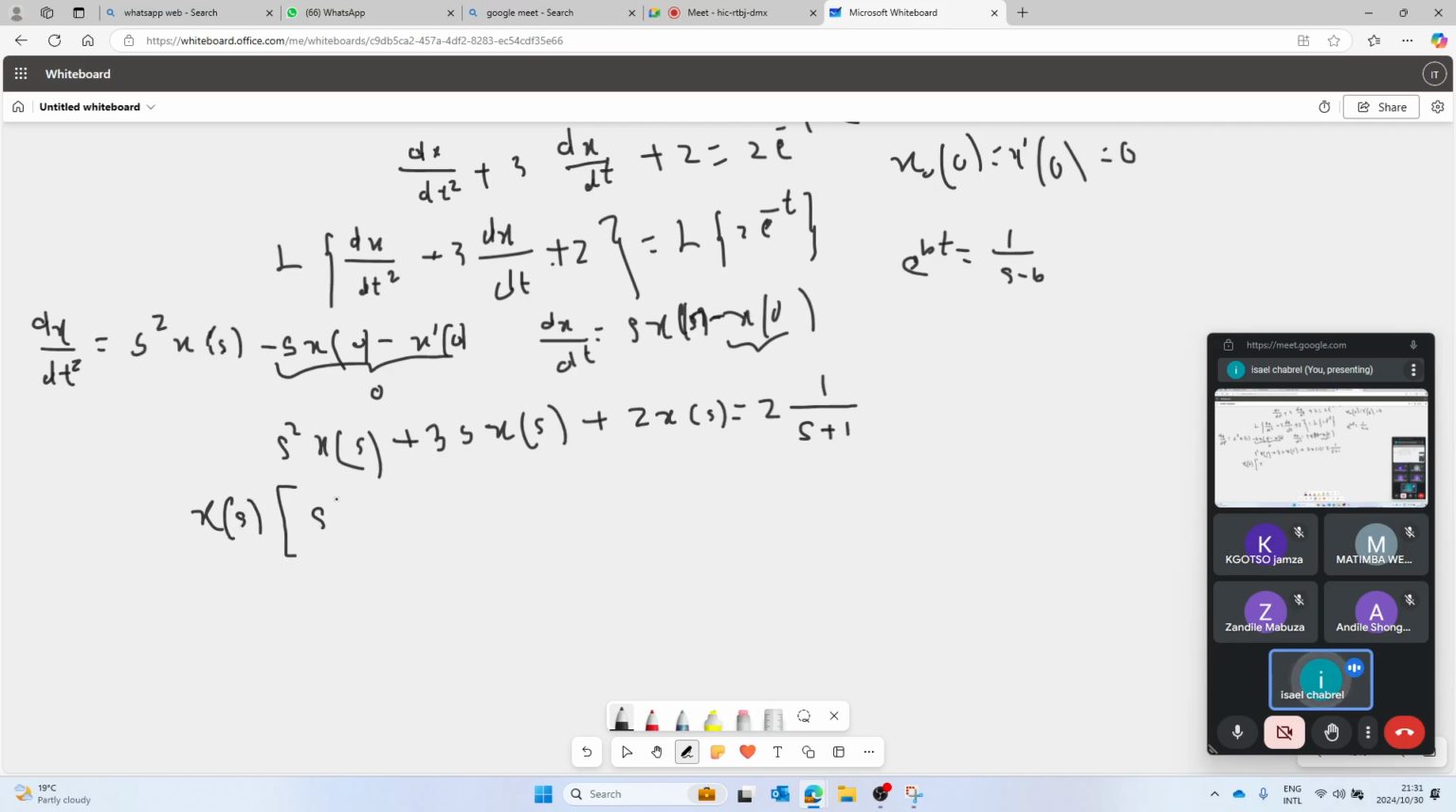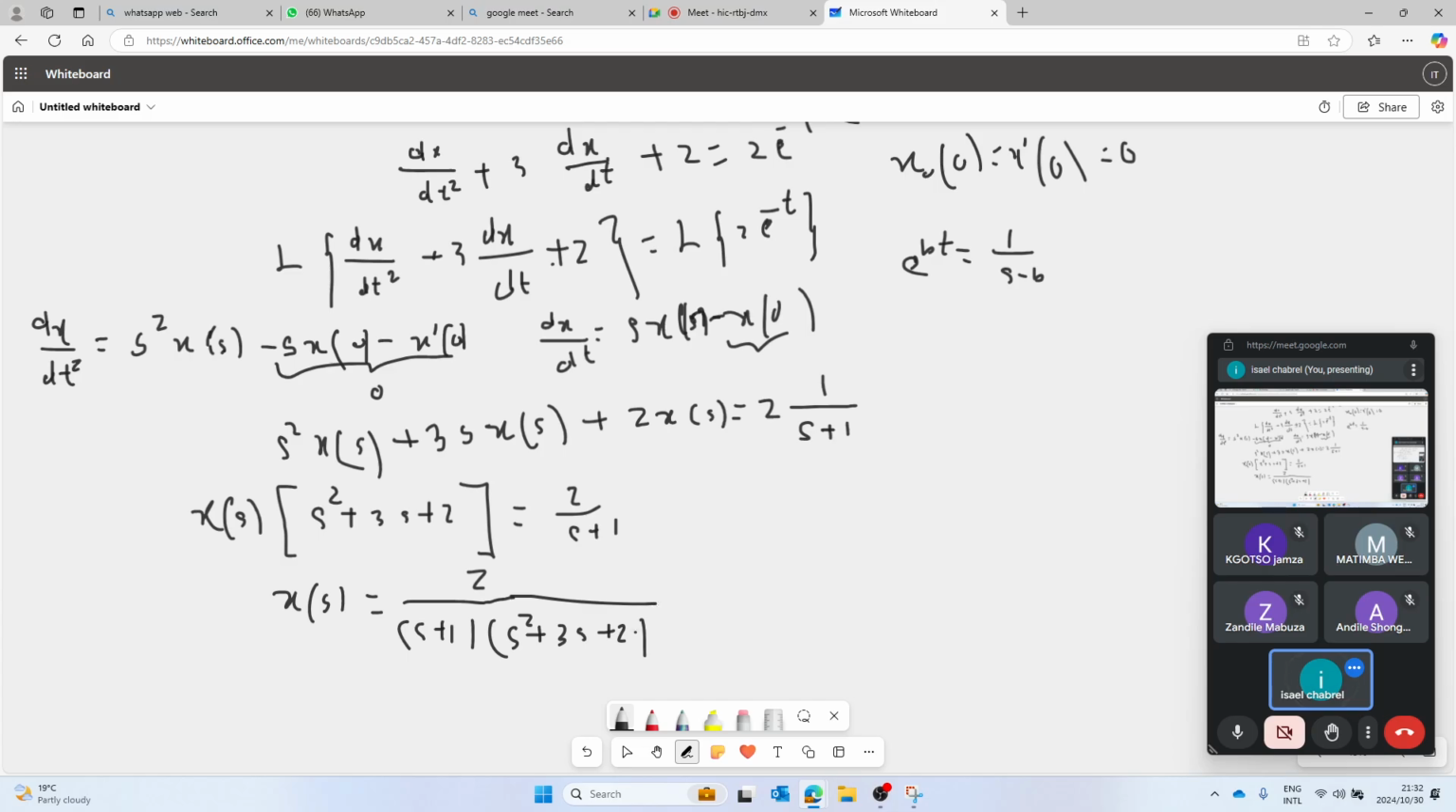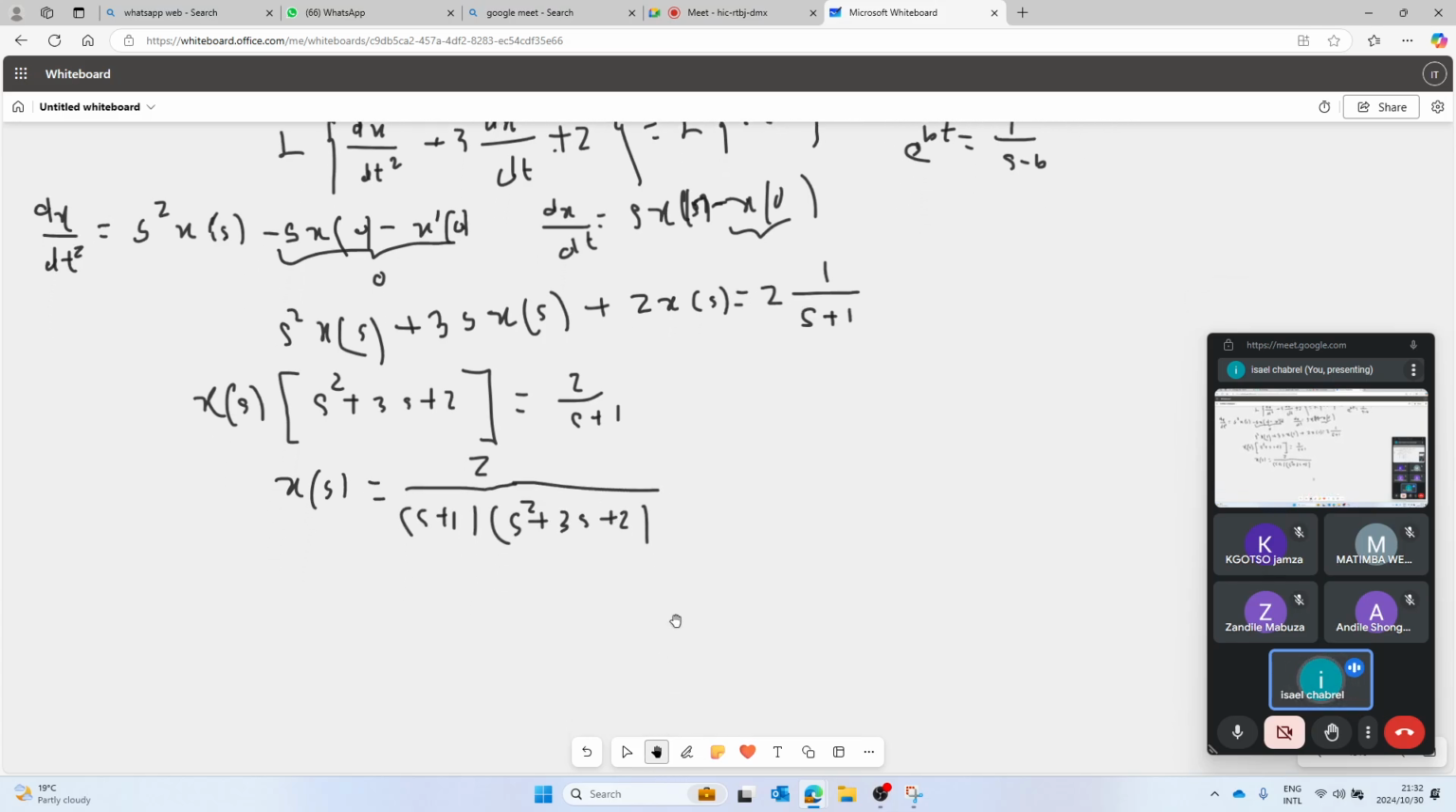So here you have s squared plus 3s plus 2 equal to 2 over s plus 1. You make X(s) the subject of the formula. So you have 2, everything here will be s plus 1, multiplied by this, which will come down as s squared plus 3s plus 2. Now we are not yet done, guys. This is X(s).